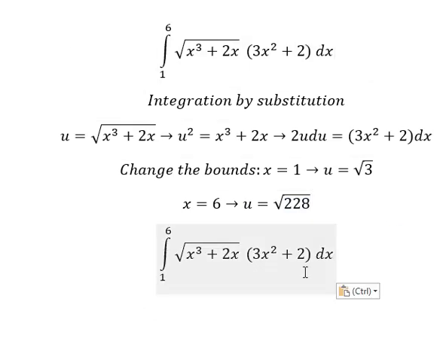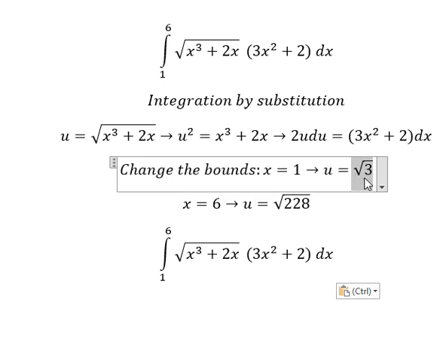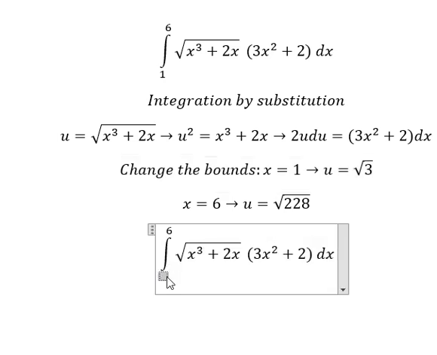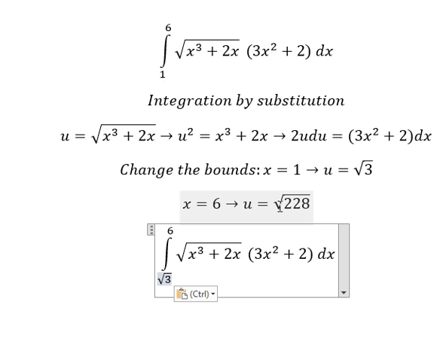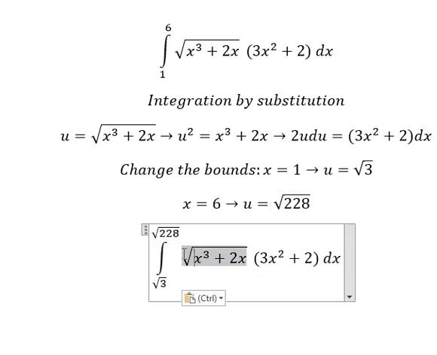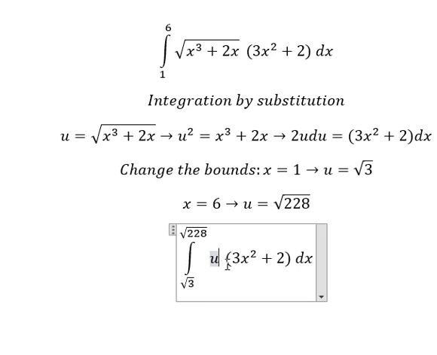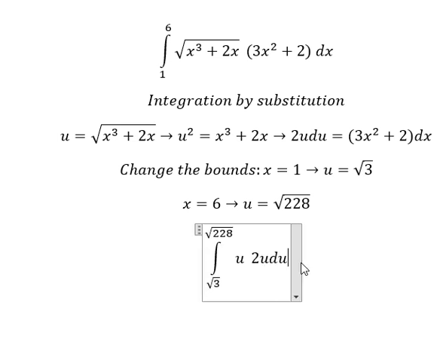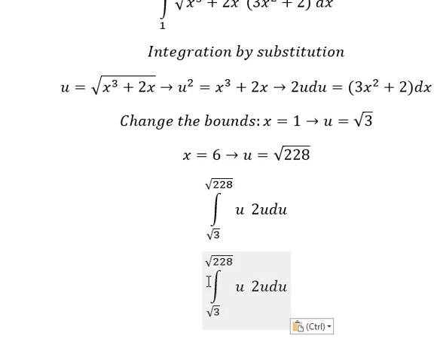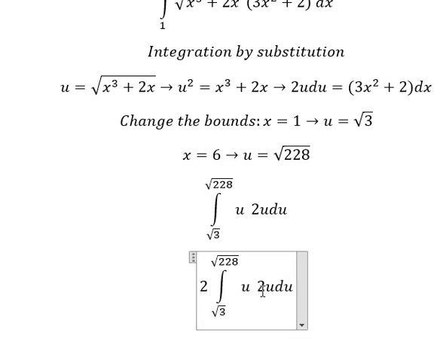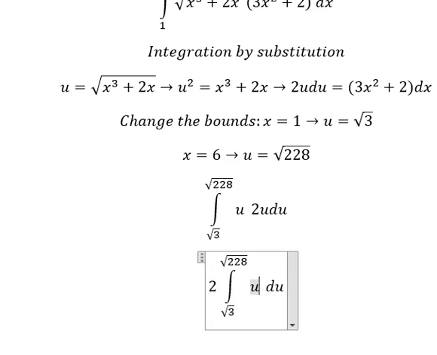So number 1, we change for the square root of number 3. Number 6, we change for this one. The square root, we change for u. This one is 2u du. So number 2, I will put outside. u and u, we have u squared.